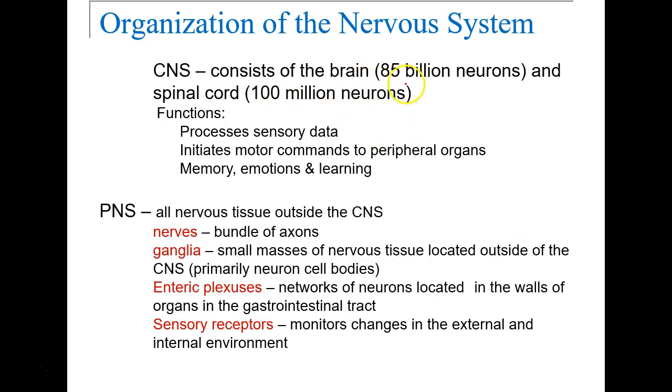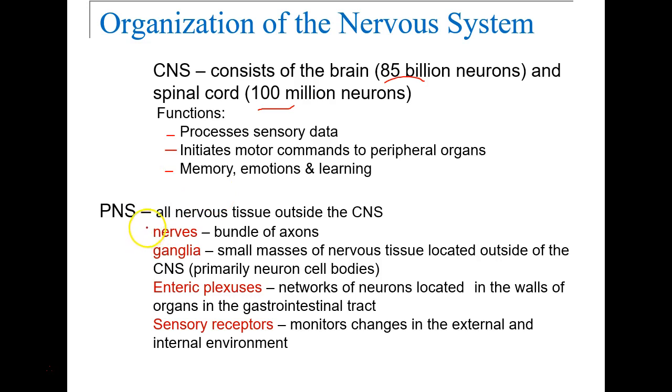Okay, so a quick look. The brain, housing 85 billion neurons. The spinal cord, 100 million neurons. So functions of the CNS: we are processing sensory data, so all the sensory input we gather from our body, we will be processing within the spinal cord and brain. We will initiate motor commands, in other words, telling the muscles and organs what to do. And memory, emotions, and learning will all take place in the brain.